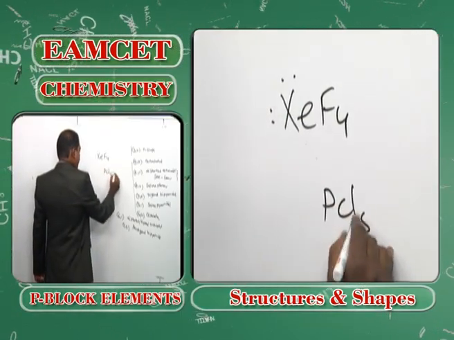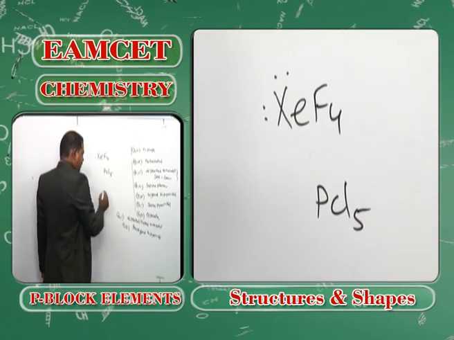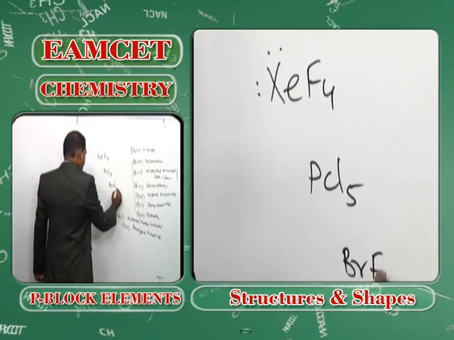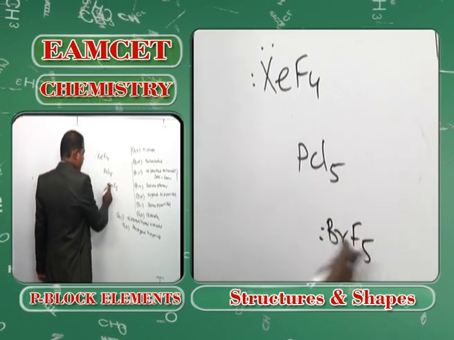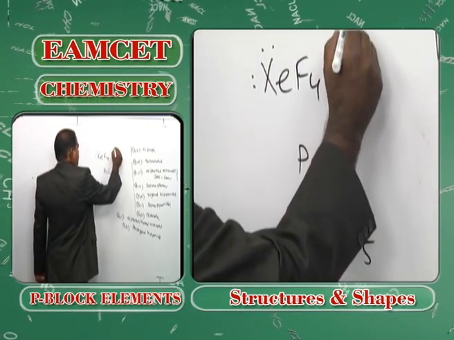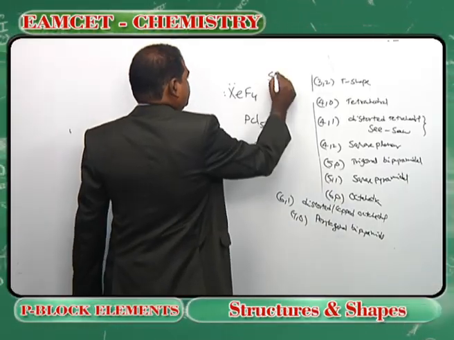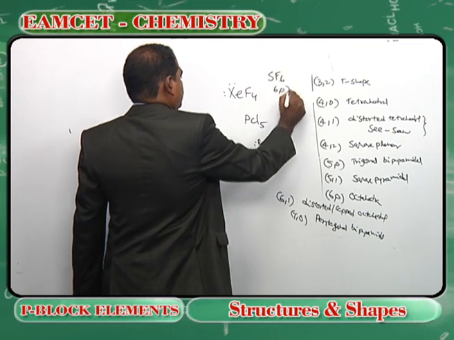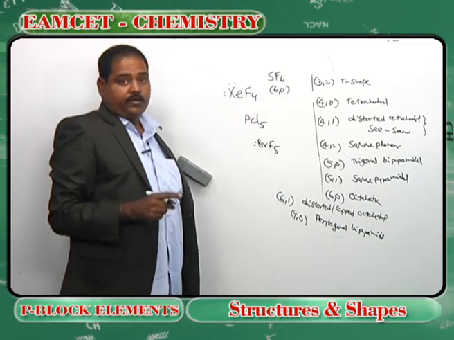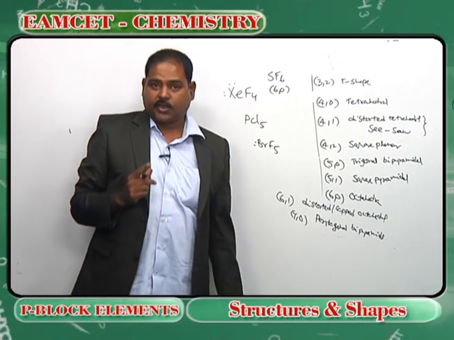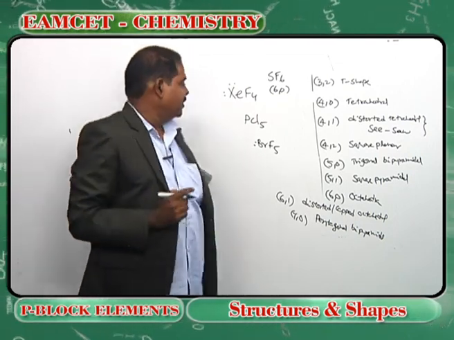PCl5, trigonal bipyramidal, 5, 0. BrF5, 5 bond pairs, 1 lone pair. 6, 0, SF6, 6, 0. There are many octahedral molecules. In fact, tetrahedral and octahedral are the most preferred geometries.